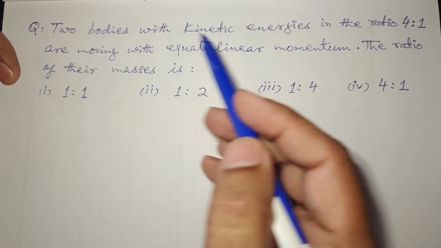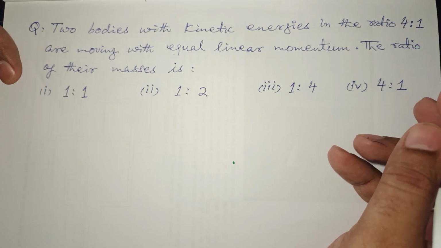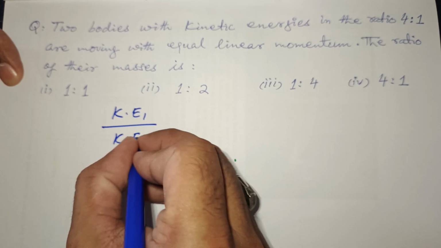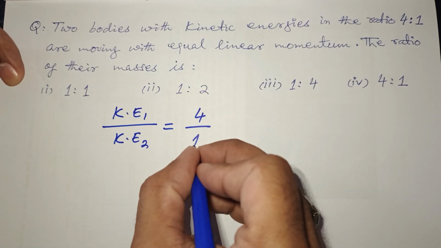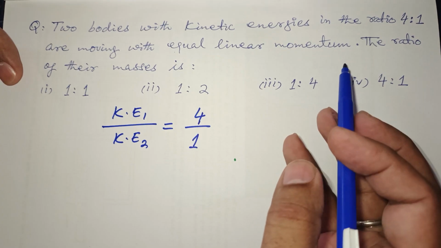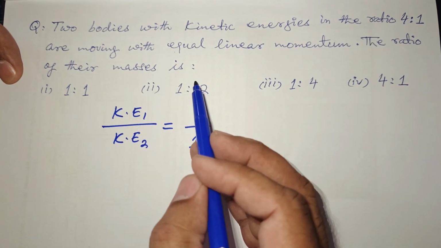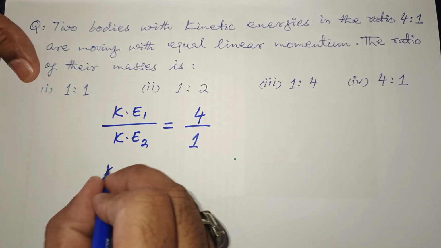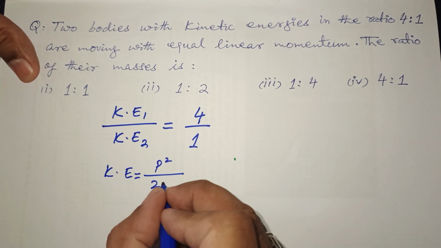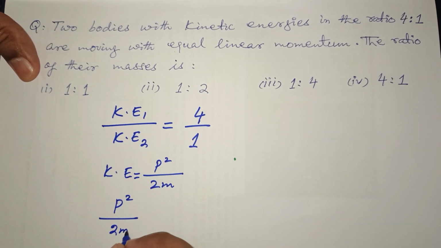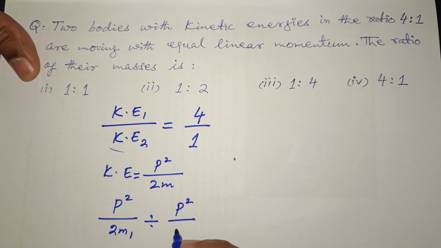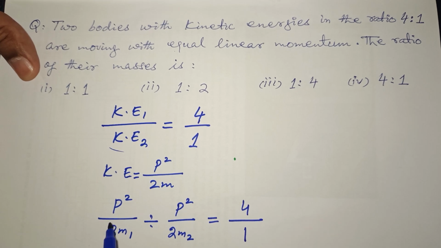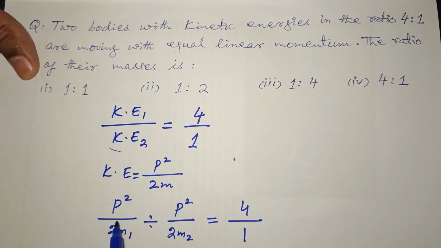Two bodies with kinetic energies in the ratio 4:1. So the kinetic energy of the first body is Ke1, the second body has Ke2, ratio is 4:1, and they are moving with equal linear momentum. Their linear momentums are equal. The ratio of their masses is? Kinetic energy is related to the momentum with the formula Ke equals P square over 2m. P square over 2m1 divided by P square over 2m2, and this is 4:1. Why didn't I write P1, P2? Because their linear momentums are the same.